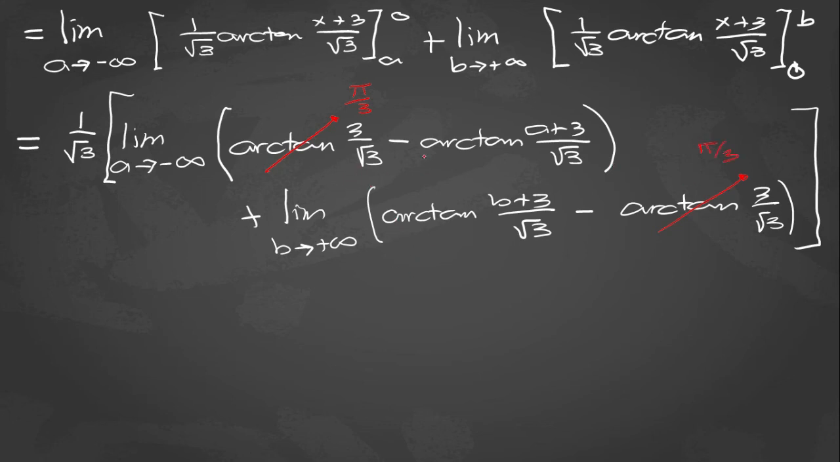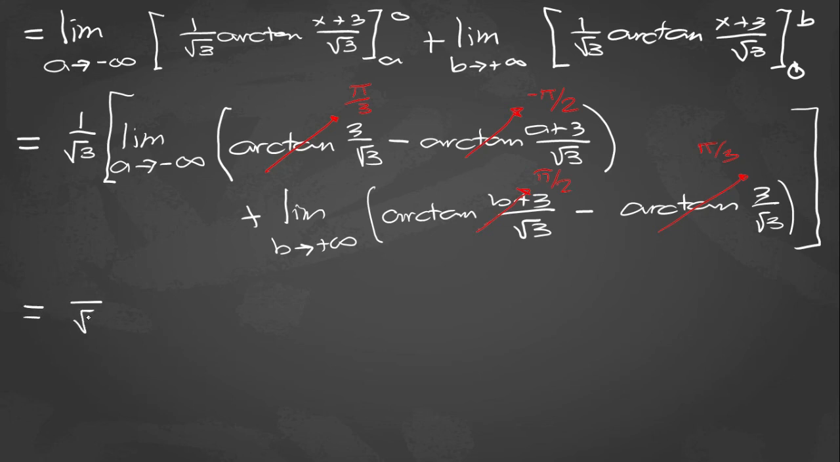Notice that applying the limit to our variable here, the limit of negative infinity plus 3 is simply negative infinity over square root of 3, and this is equal to negative pi over 2. Evaluating b as b approaches positive infinity, this will become closer to 90 degrees, which is equivalent to pi over 2.